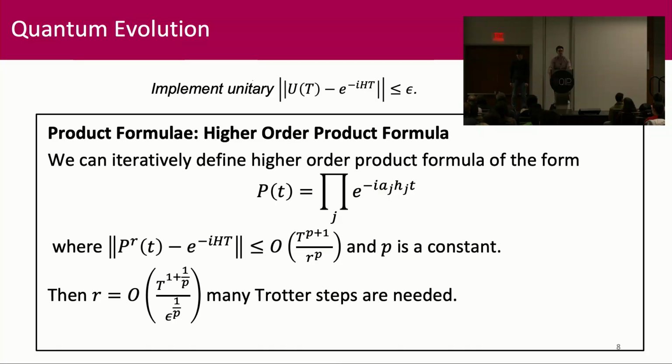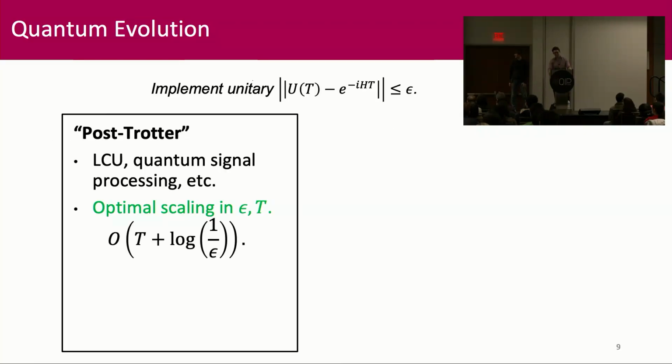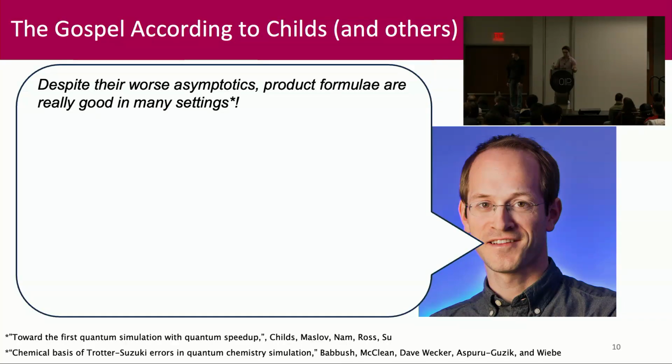Fantastic. OK, but if you are involved in the literature at all, you're going to come to me and go, James, you rube, we have all these other fantastic algorithms for quantum simulation, quantum signal processing, these post-Trotter methods like LCU. These are asymptotically optimal, as other speakers have pointed out. Why do we care? Well, I subscribe to what I've endearingly called the gospel according to Andrew Childs, that we heard about earlier.